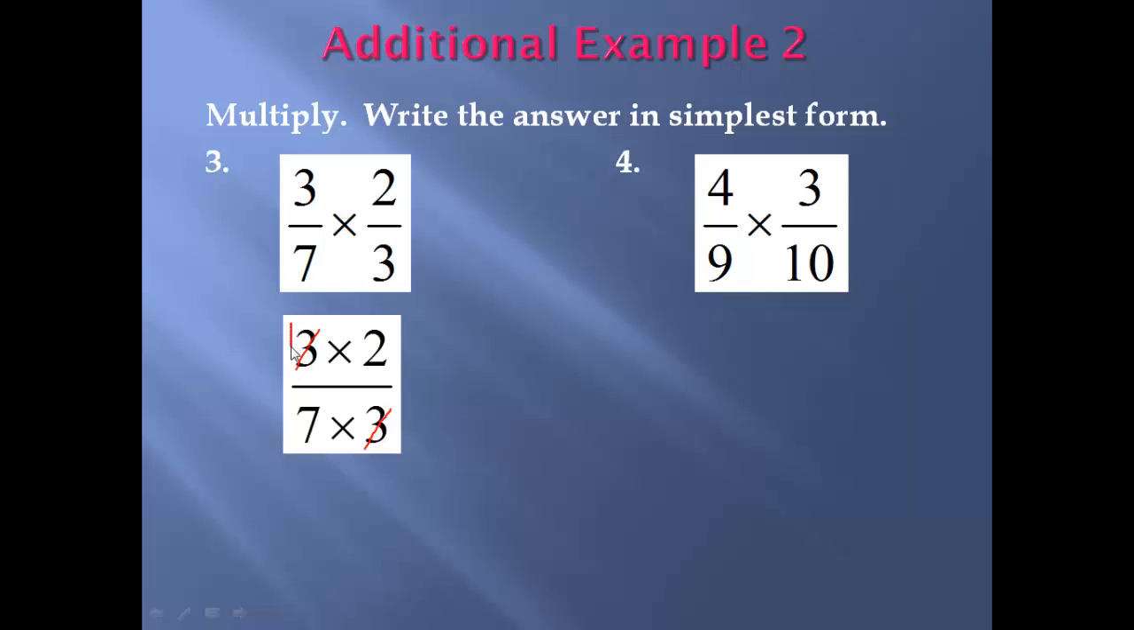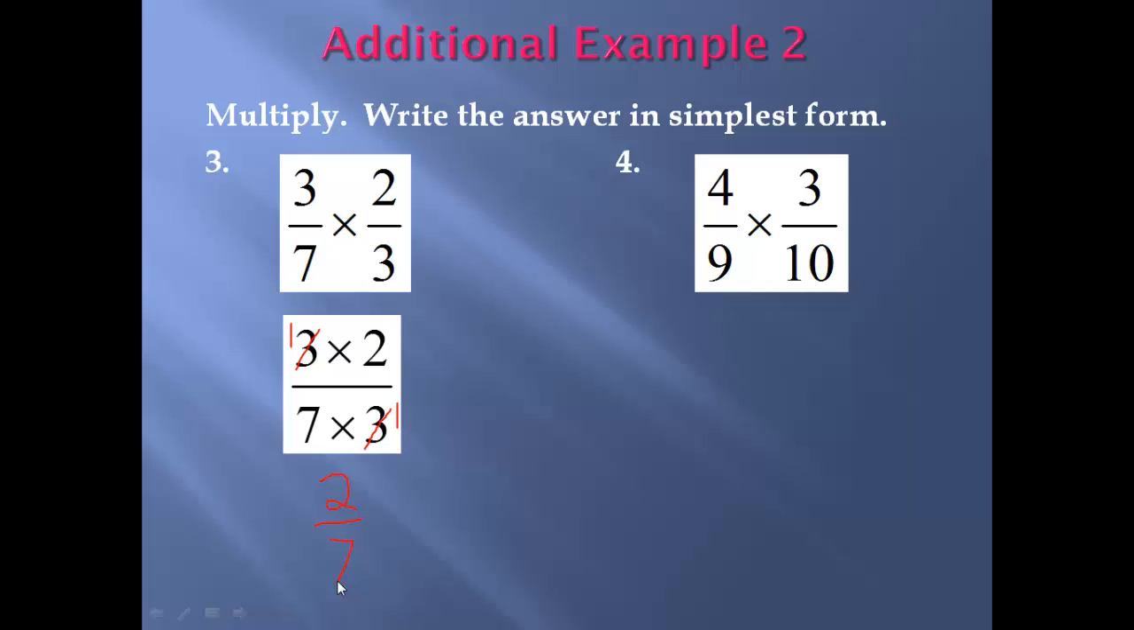3 divided by 3 is 1. So I'm going to change both of those to 1. If I look at the 2 and the 7, they don't have any common factors, so I can go ahead and just multiply now. 1 times 2 is 2, and 7 times 1 is 7. So my answer is 2/7, and 2/7 is in simplest form.